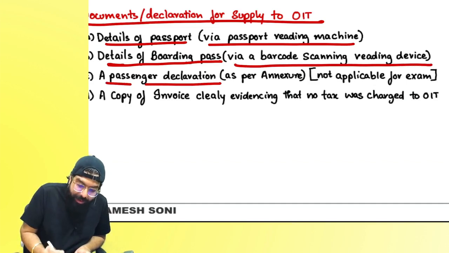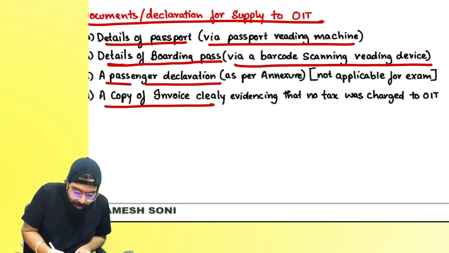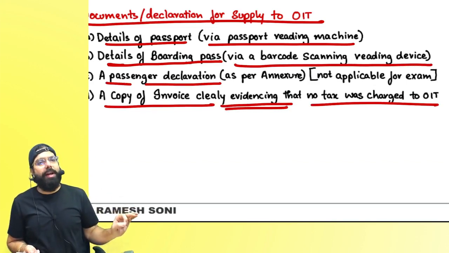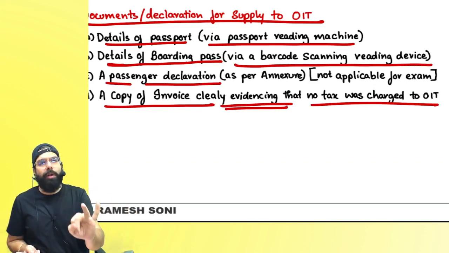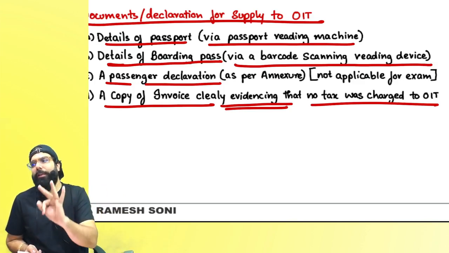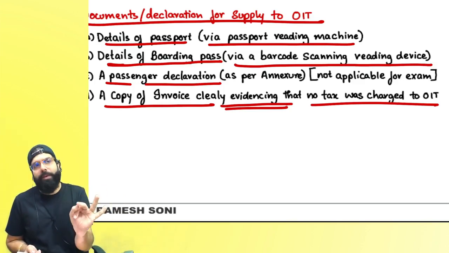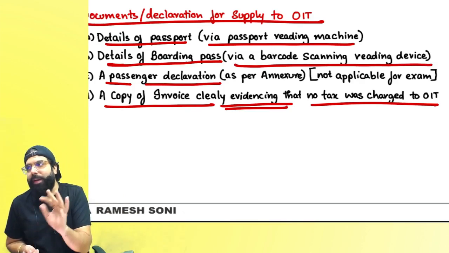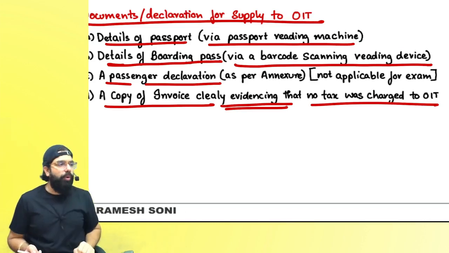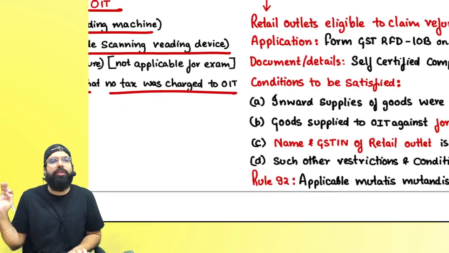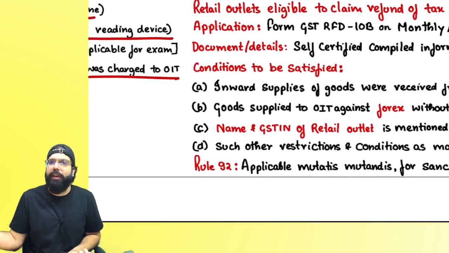Okay. Passenger declaration has to be taken. A copy of the invoice clearly evidencing that no tax was charged from the outgoing international tourist. His passport copy you take, and his boarding pass. Passport to anyone you can take. His boarding pass also has to be taken. Don't take his boarding pass, take a copy. Then the passenger declaration that, sir, I am taking these goods. And also you have to take a copy. The copy has to show that, sir, I have issued this to the outgoing international tourist. I did not charge any tax.